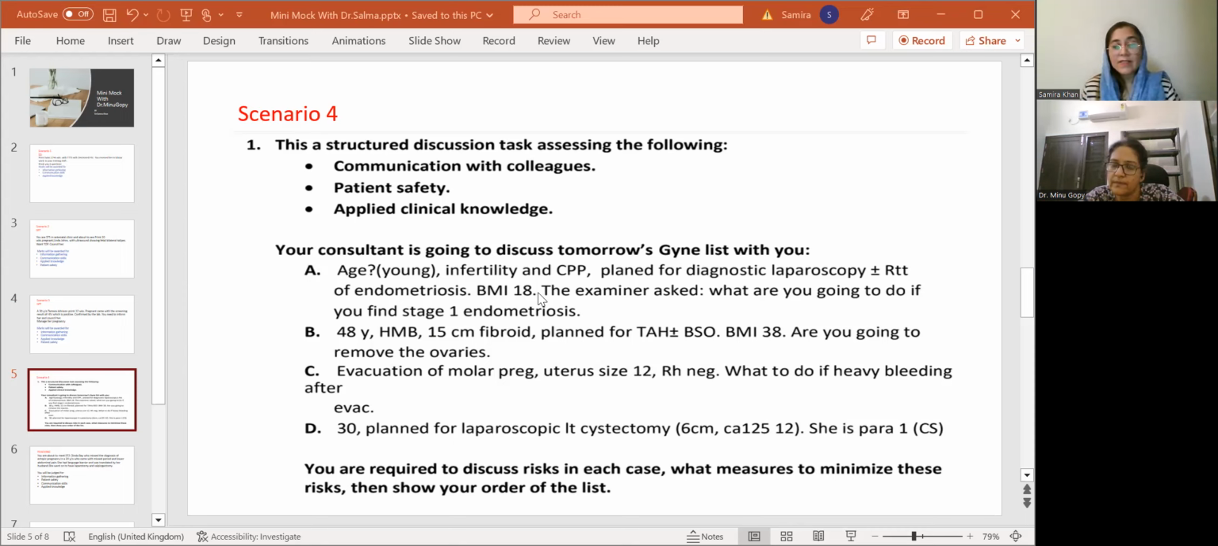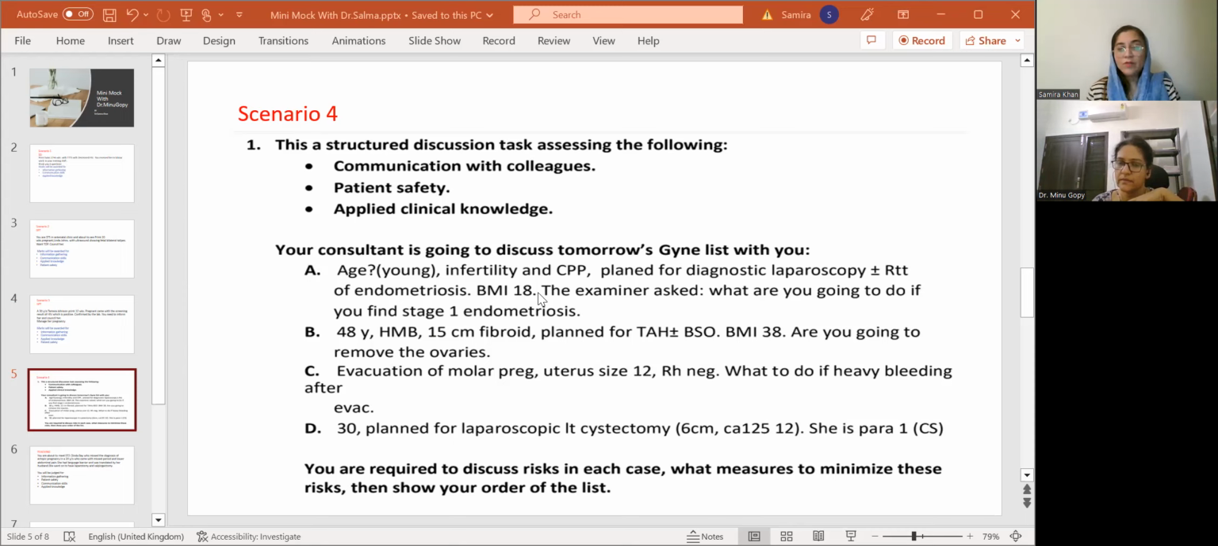The second is she's obese. Yes, she has a big fibroid, and she's 48 years old. So she might be having medical comorbidities, which you want to make sure of, and being obese, there is infection risk, wound adhesions, risk of bleeding, all of these things are there.